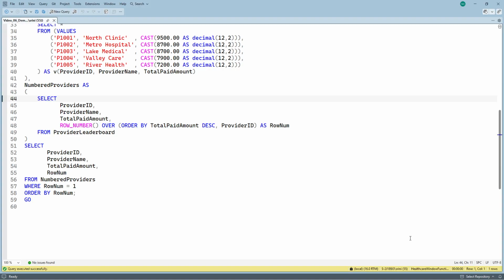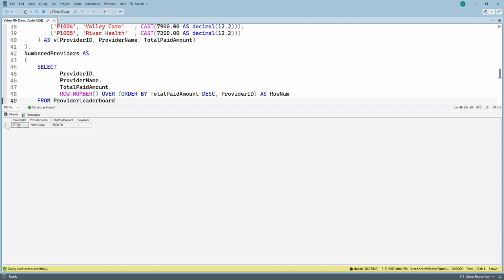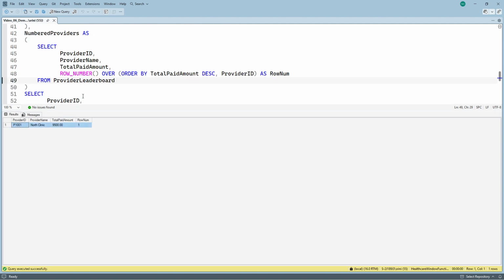Row number is the right choice when the business needs a unique position. For example, choose exactly one first place provider, or keep exactly one row per group, or select one latest record per member like we did in video 5. Even if values tie, row number will still produce one row number 1, one row number 2, and one row number 3, and so on. That can be exactly what you want if the business needs one row, but it can also be wrong if the business says tied rows should be treated equally.